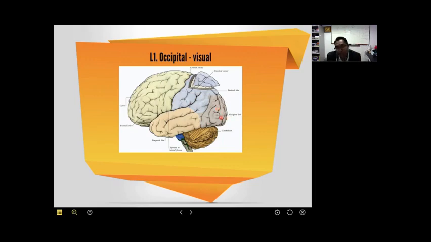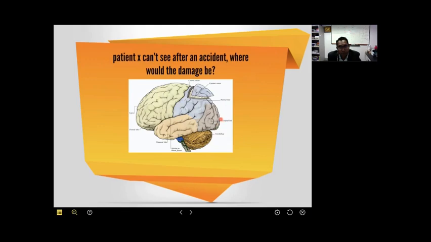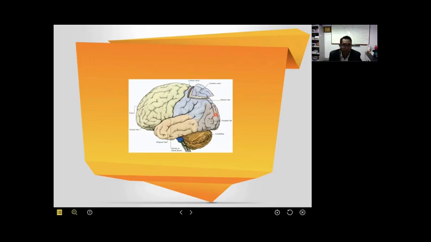These are responsible for, there's this area called the visual cortex, so these are responsible for vision. A simple question: patient X can't see after an accident, where would the damage likely be? Well, you know the answer.